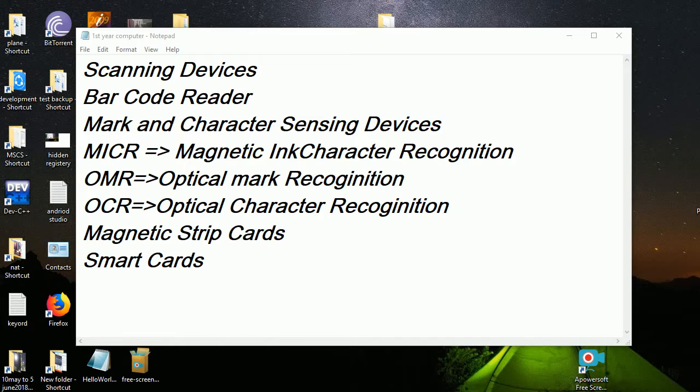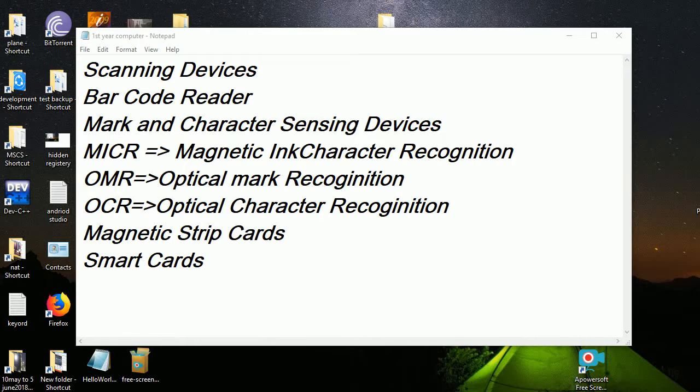OMR and OCR, both these devices use a light beam for reading. OMR is used for reading marks and OCR is used for reading characters. When it reads the characters from the price tags, it converts them to a digitized signal, and then sends it to the computer system for further processing. It may be added in the bill, or mostly.